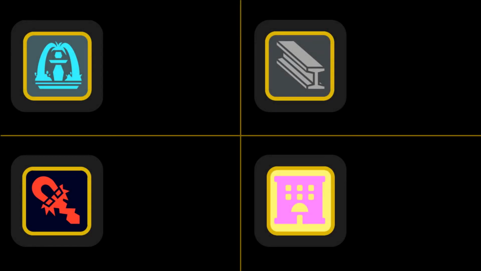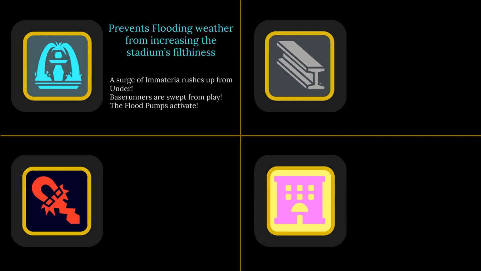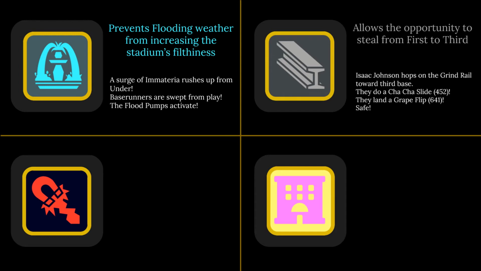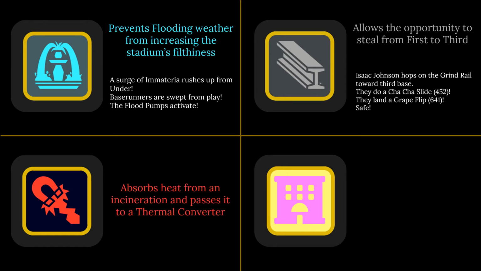Flood pumps prevent the filthiness of your stadium increasing during flooding weather. Grind rail allows players to get from first to third if they have enough skill to pull off the tricks. Heat magnet takes the heat from an incineration and passes it to a thermal converter. We have yet to see this in action, as only the Magic have one installed currently.